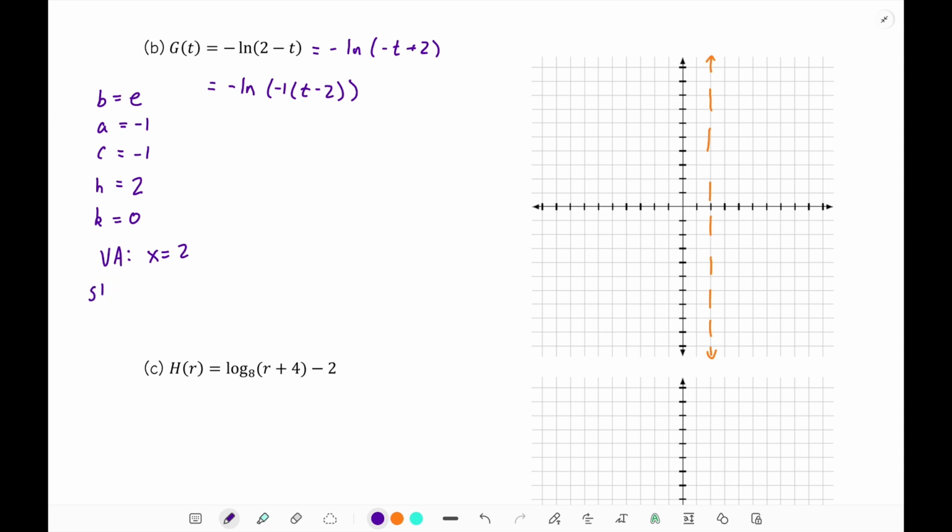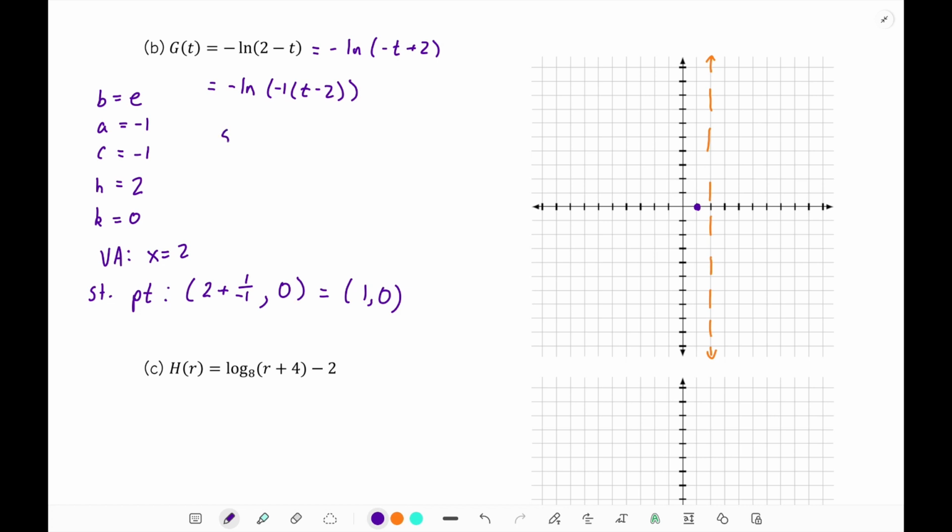And then our starting point, remember, is going to be at h plus 1 over c, so 1 over negative 1, comma, k, which is 0. So that's 2 plus negative 1, which is 1, comma, 0. So there's our starting point.